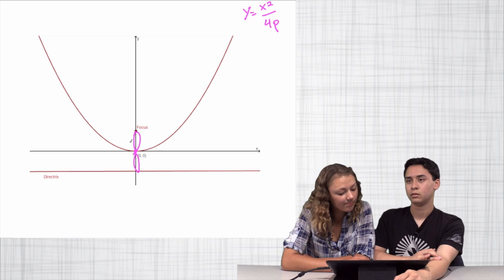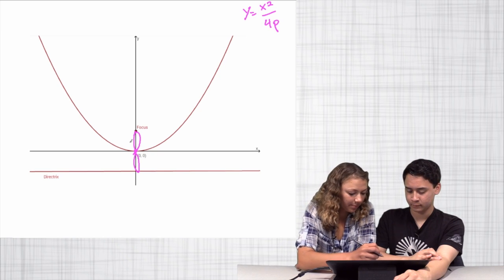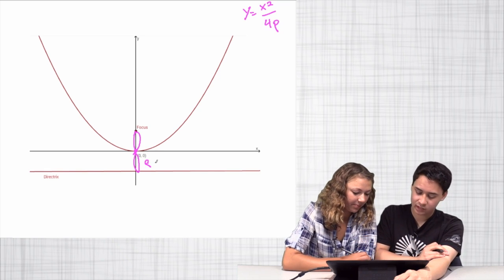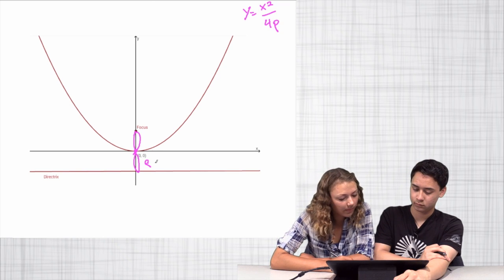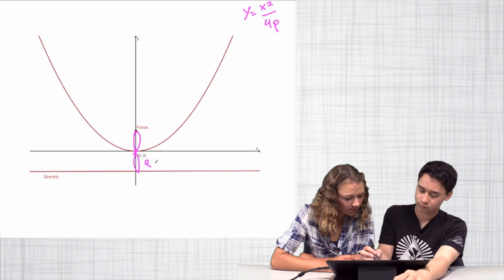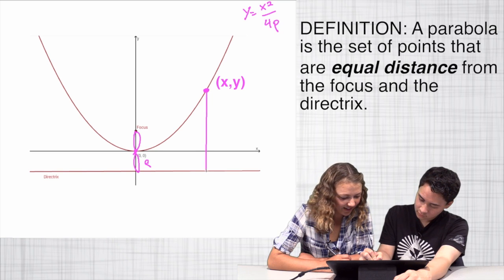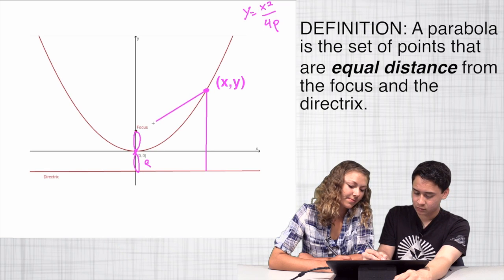So Sasha's already marked the distance from the origin to the focus. Could you label that as p? P. Yeah, so that's p distance. Label anything else you know now that you know the distance from the origin to the directrix is p. What else do you know? We still know that the distance from our point and our directrix is the same distance between our point and our focus.